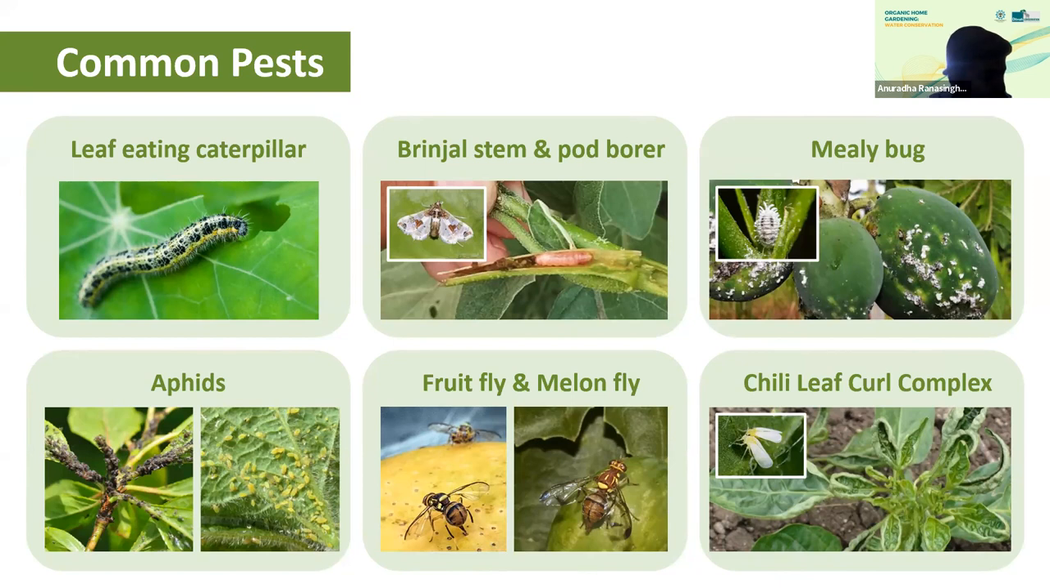Then the chili leaf curl complex, this is another very common disease when you grow chili, because most of the flower gardeners are fed up with controlling this disease because they cannot identify what the problem is. So we will discuss this pest and how to control them in the next slide.